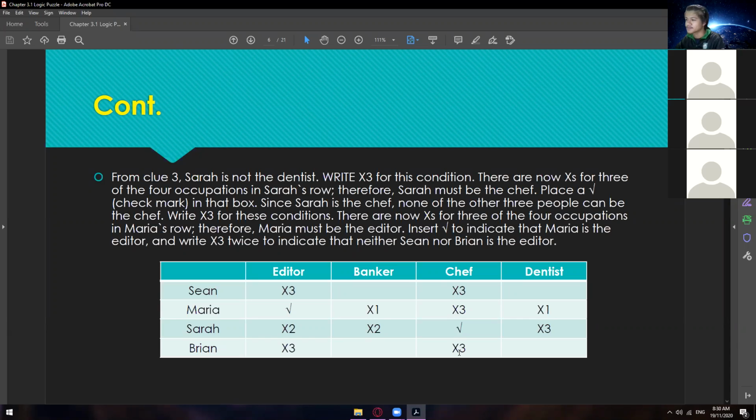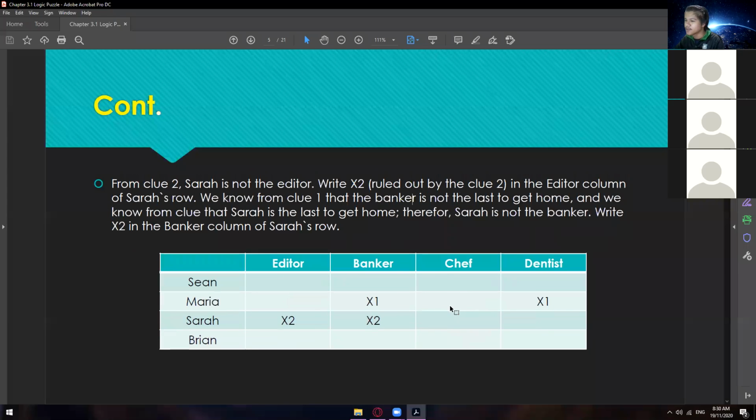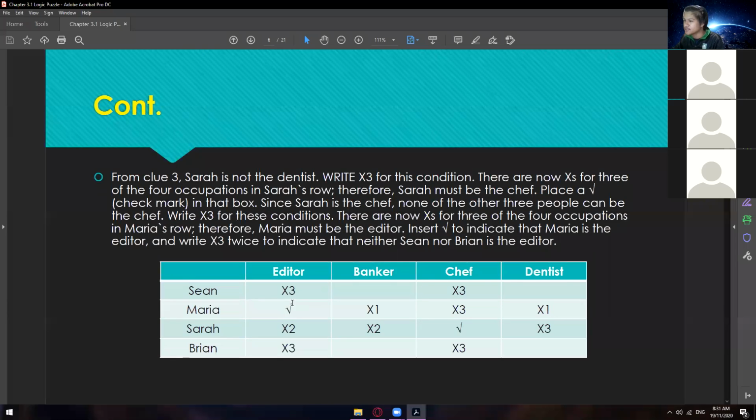All right. And then one more thing. Okay. Let's go back here. So one more thing, as you can see right here, as we all know, Sarah is already the chef. Okay, from clue number 2. So just put here X3, right? And then from here, we've already learned that Maria is now the editor. Okay? Because since it's the only open job we're sure that Maria is not the banker, not the chef, and then not the dentist. And then for sure, Maria now is the editor. Okay, so just put a check in here.